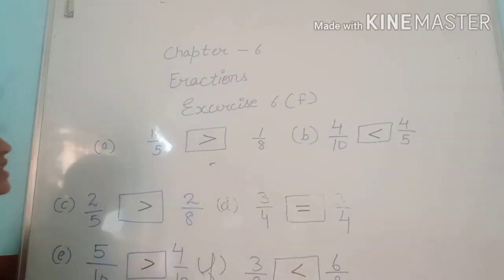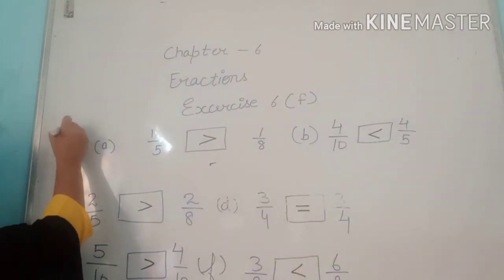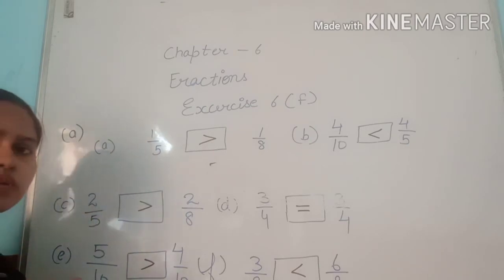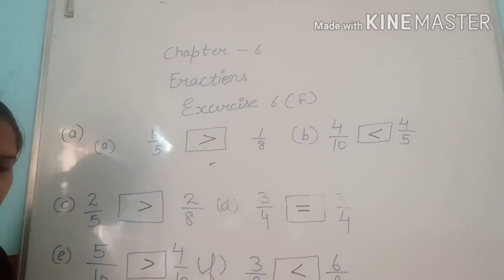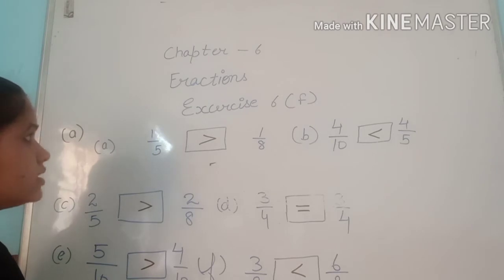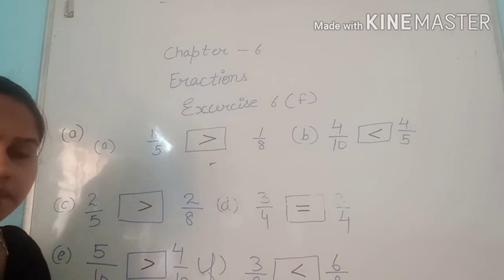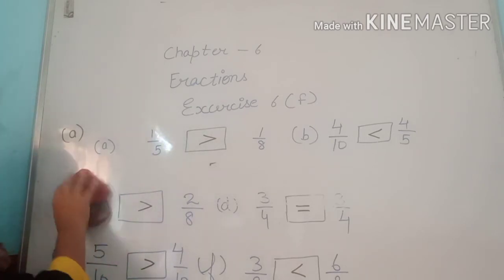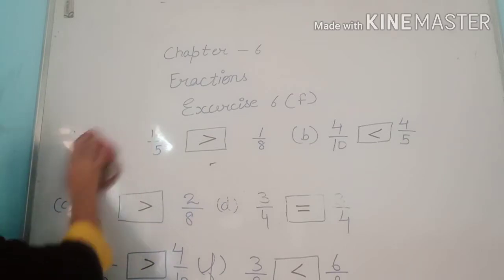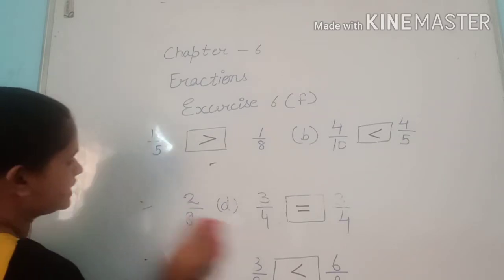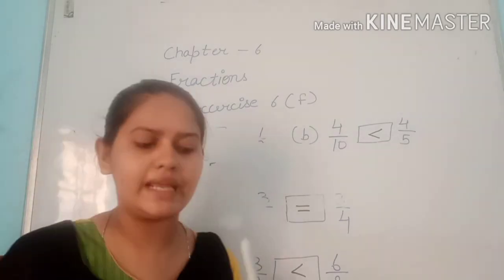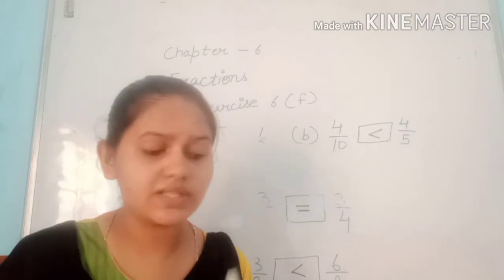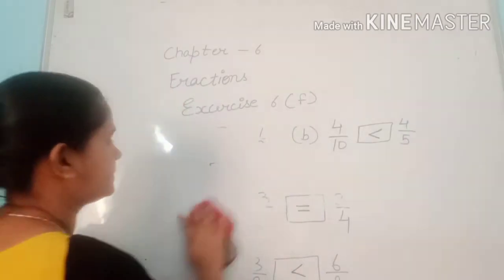So this is the first part of your exercise F. Okay students, you can see here first, second, third, fourth, fifth, sixth. 6 sums are here from part A, exercise 6F. Hope you have done this. Let's do the other one, that means the second part of your exercise. In the second part you have to arrange all the fractions into ascending order. So let's do this.